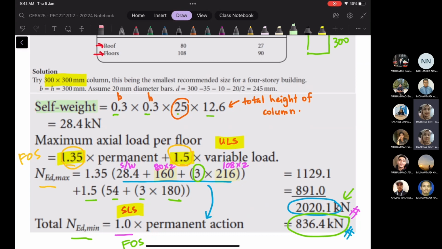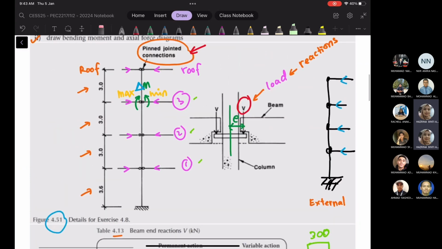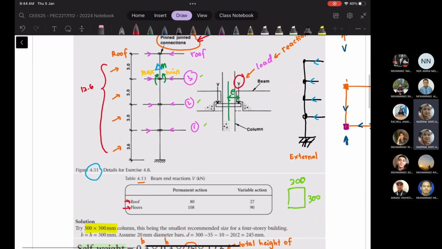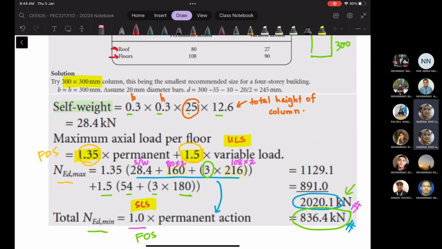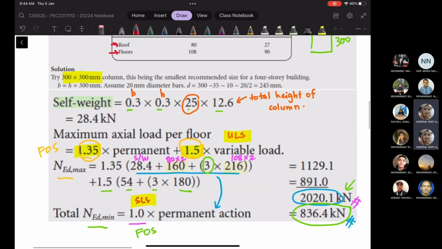Then multiply with the total height of the column. We can total this up, and we get 12.6 meters here. So this is what we multiply with 12.6, and we have 28.4 kilonewtons. Then the maximum axial load per floor we can calculate using the ultimate limit state, because we want to design the RC structure.